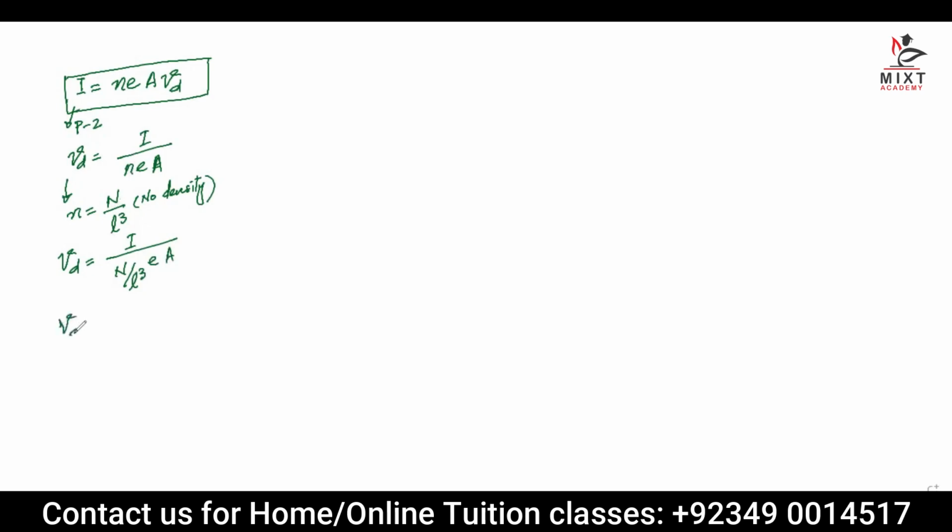Now, what do you get? VD is equal to IL cubed divided by NEA. The area cancels out with the length, and you get VD is equal to IL divided by NE. Sorry, not with the volume, with length. So this is the answer. This is the proof. It's fine.